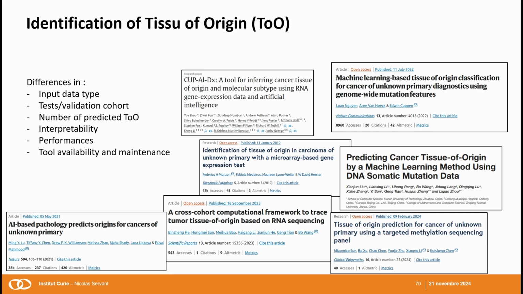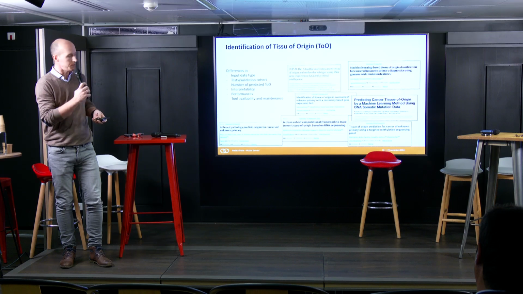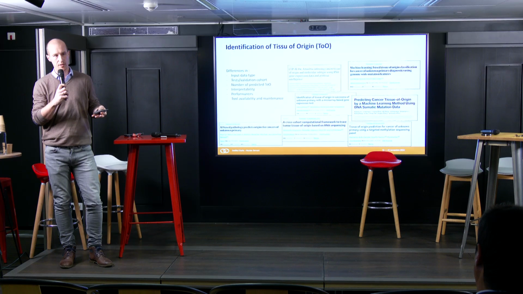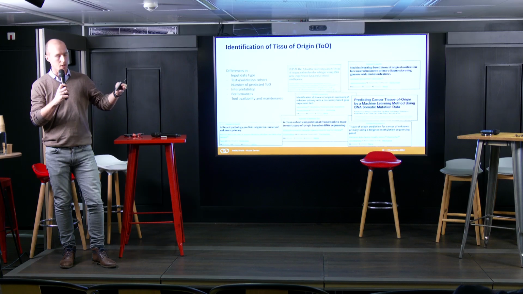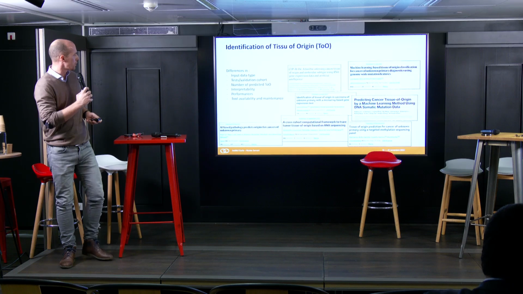So the question is how to predict the origin of the tumor, and there are many different ways to do that. In the last 10 years, many different AI tools have been proposed for that. The difference is mainly the type of data you use as input. You have classifiers that use DNA, others that use gene expression. You can also use images from pathology, and clinical data. You have differences in the cohort used to train the models, and in the number of tissues they can predict. Some classifiers predict around 10 tissues, some others go up to 50 or even 60 tissues. And the performance can vary from one cancer to another and from one tissue to another.